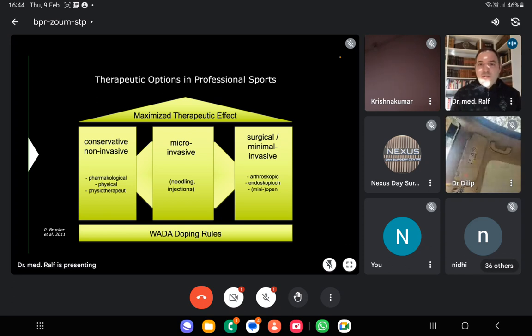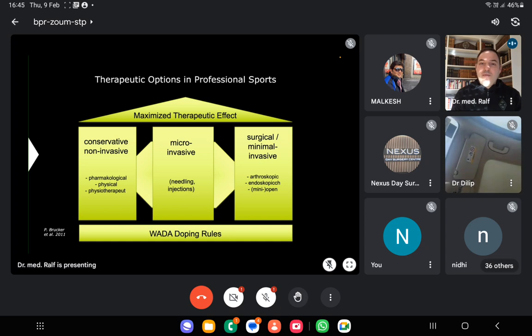So the therapeutic options in professional sports are mainly three columns. You have the surgical treatment, the invasive treatment for big problems. You have the microinvasive treatment like needling and injection, and you have a completely conservative approach, which means just pharmacological and physiotherapist treatment. And you need all these three columns to treat your patient in the best way. I was trained as an orthopedic surgeon, but I've now been specializing for more than 10 years in microinvasive and conservative treatment. So in our network, we do have lots of surgeons that we can ask for help if we have an injury that needs surgical treatment.